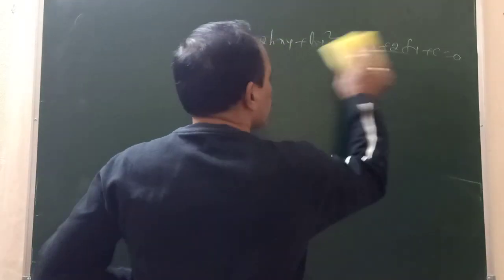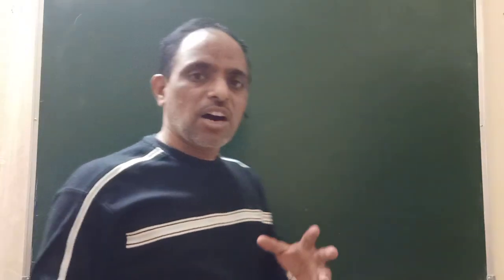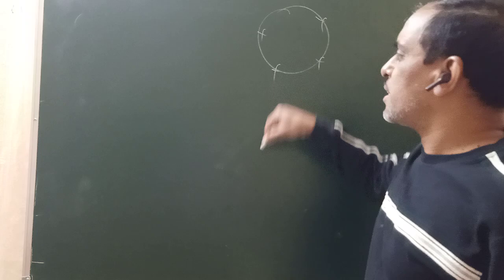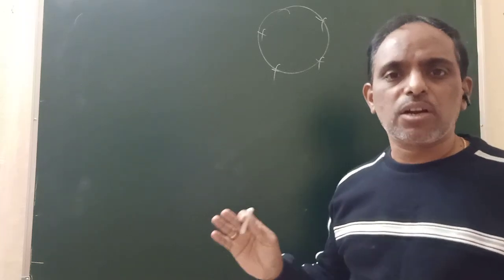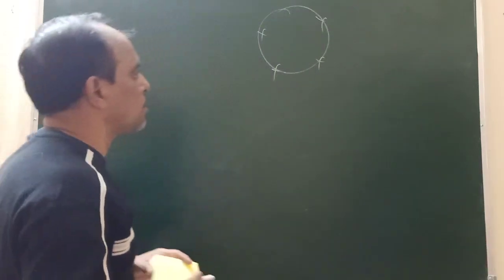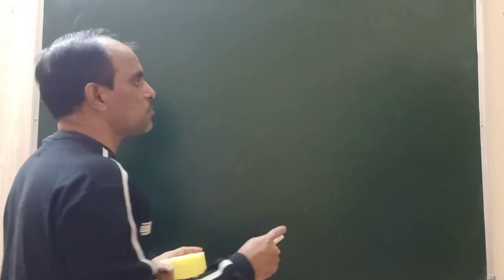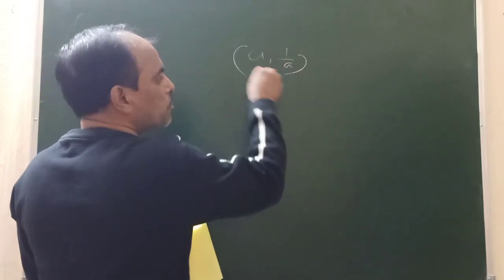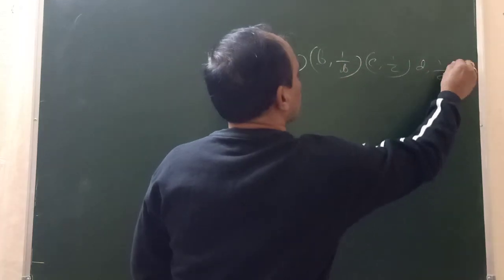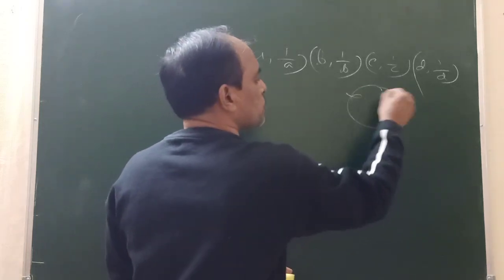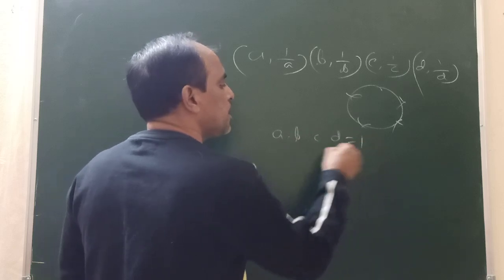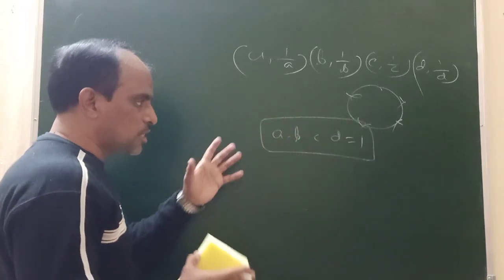Let us go with one more important concept, that is concyclic points. Three or more points lie on a circle. Suppose these 4 points lie on a circle, then the points are said to be concyclic points. Here are 2 more important points for the concyclic points concept. Suppose the points are a comma 1 by a, b comma 1 by b, c comma 1 by c, d comma 1 by d. If these 4 points lie on a circle, that is, they are concyclic points, then the condition is a into b into c into d is equal to 1. So this is one more condition.